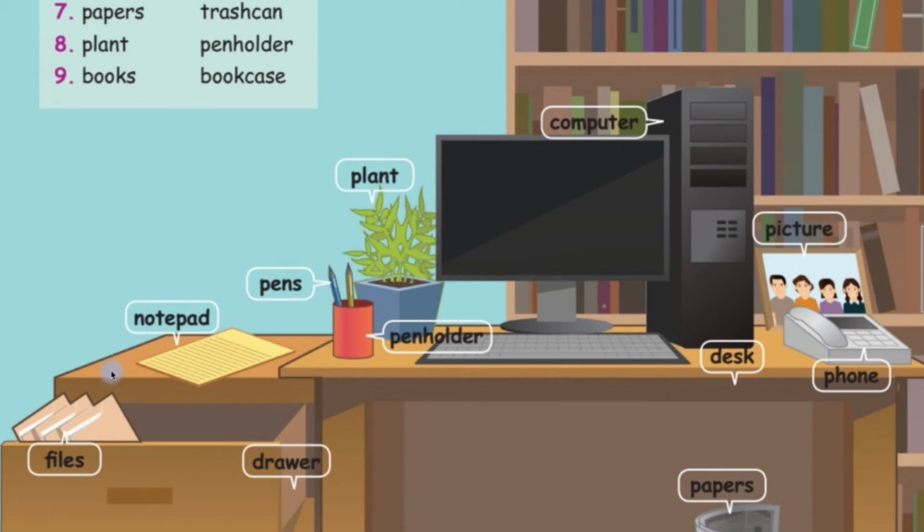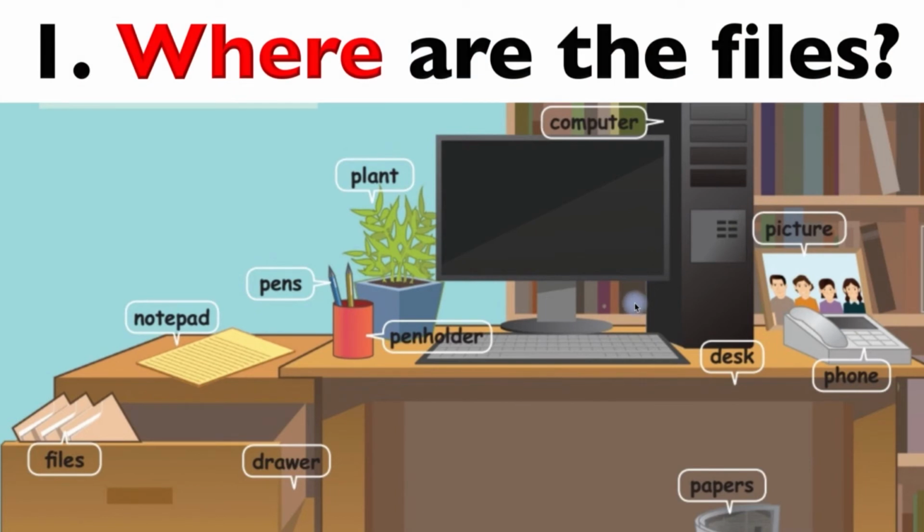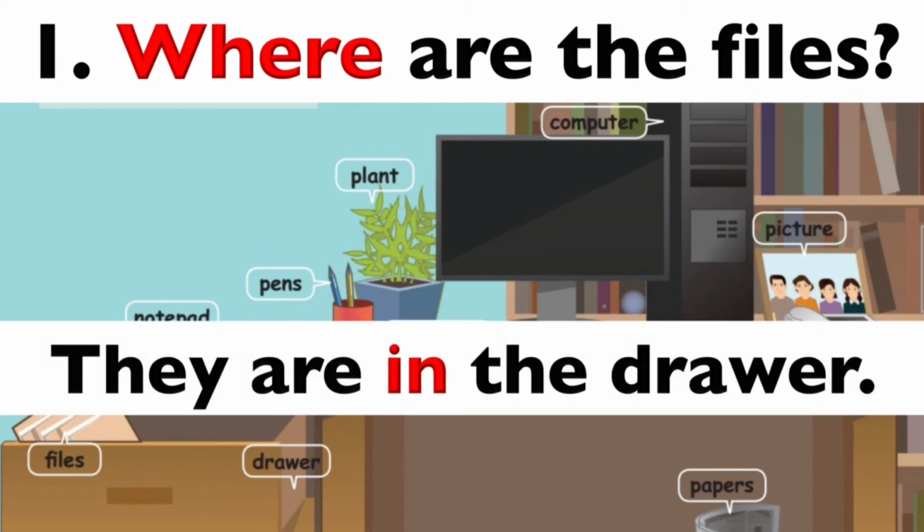So if you zoom in, we've got over here the files, the notepad, the drawer in which there are files, the pens, the pen holder. Over here we have the plant. Here's the computer, the desk, papers are down here, the phone, and the picture. Challenging. So where are the files? They are in the drawer. Very good, yes. I notice here we're just using the more direct form of the language. So the files are in the drawer.